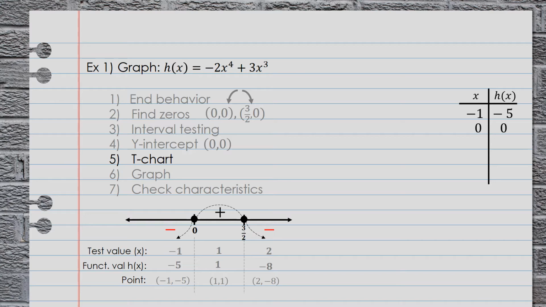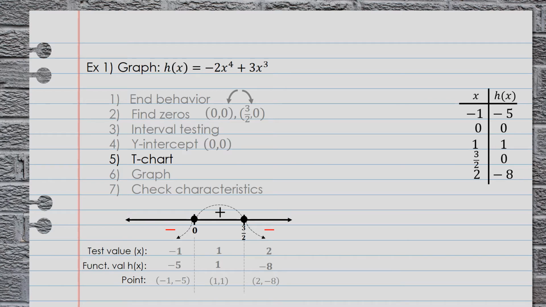Looking back at your interval testing, the middle region is represented by the point (1, 1). Next, we encounter another x-intercept, which is (3/2, 0). And then the right region is represented as (2, -8). So all of these points came from the interval testing.